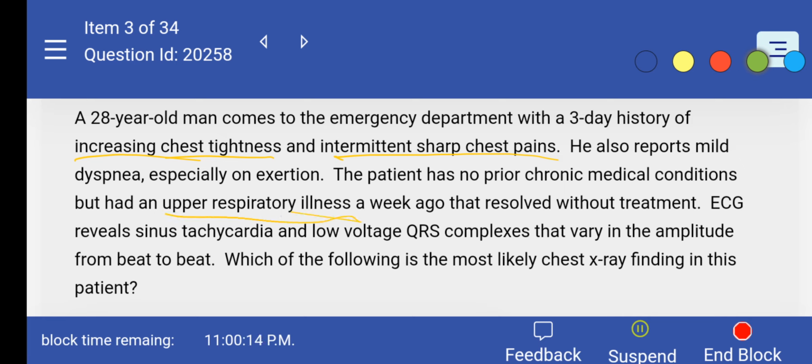A week ago, that resolved without treatment. ECG revealed sinus tachycardia and low voltage QRS complexes. Remember these things, these are characteristic of one of the diseases we will talk about, that vary in amplitude from beat to beat. This is important: vary in amplitude from beat to beat. Which of the following is the most likely chest x-ray finding in this patient?